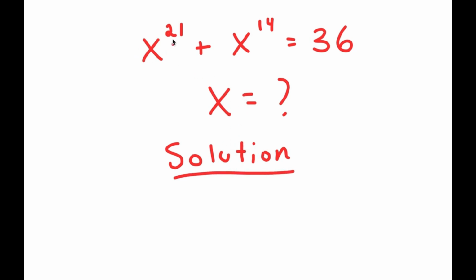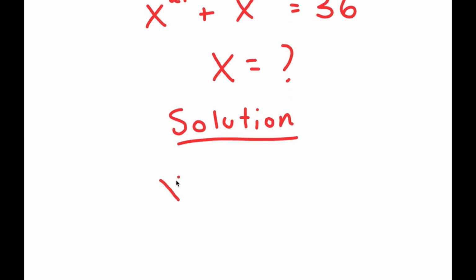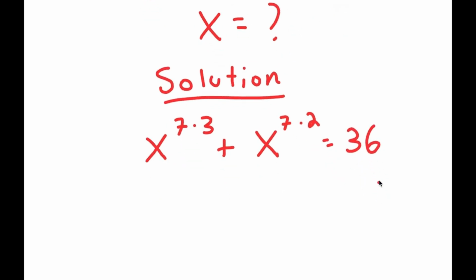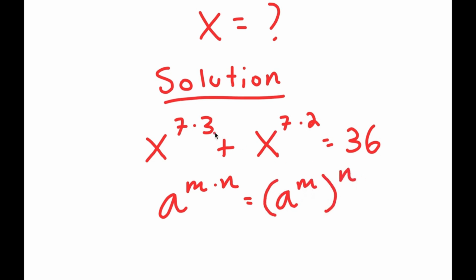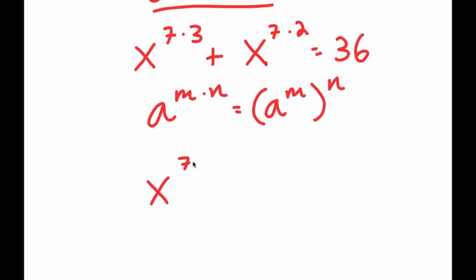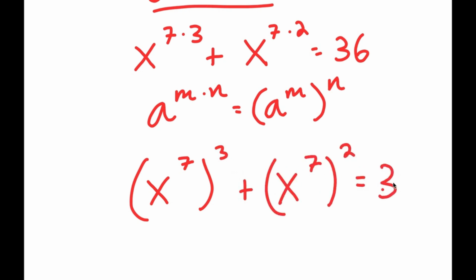What I'm first going to do is rewrite x to the power of 21 as x to the power of 7 times 3, and rewrite x to the power of 14 as x to the power of 7 times 2. Now, if I have something in the form a to the power of m times n, this is equal to a to the power of m to the power of n. So x to the power of 7 times 3 is going to equal x to the power of 7 to the power of 3. And I have this plus x to the power of 7 to the power of 2 is equal to 36.